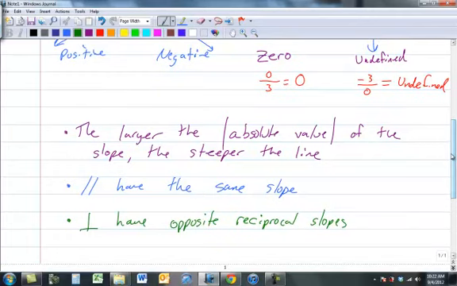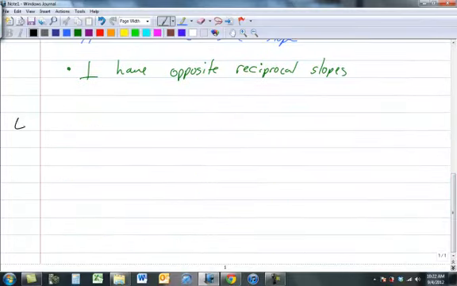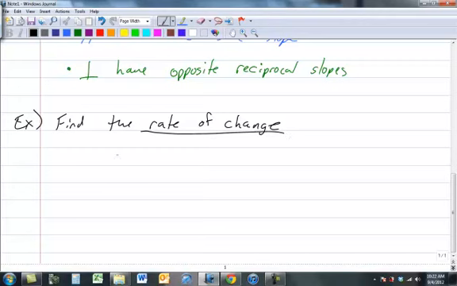All right, so that's the nuts and bolts old review of slope. Let's do one example before the video is done. Example 1, I want you to find the rate of change. Remember, what's another word for rate of change? That just means slope. Of the line through, I'll give you 2 points. How about negative 3, 5, and 2, 1.